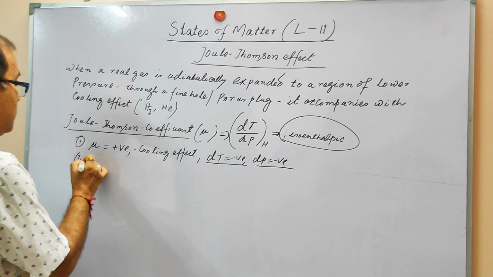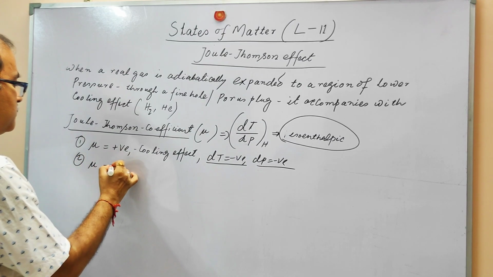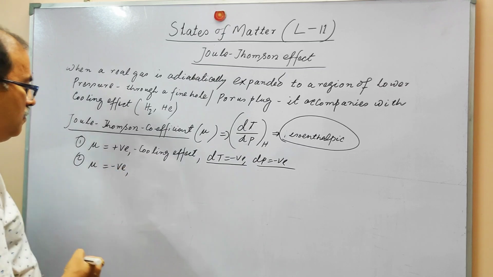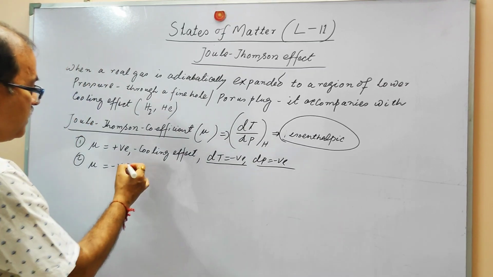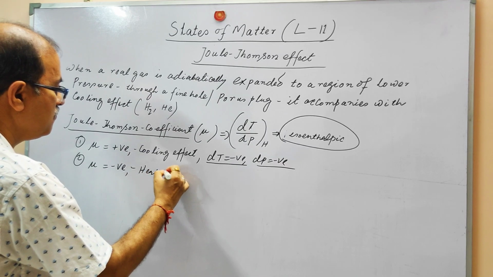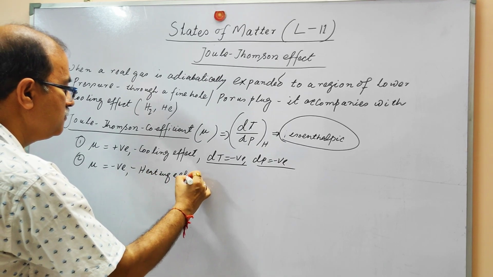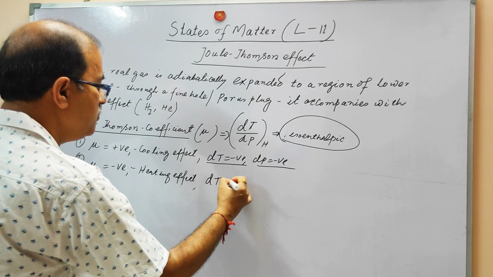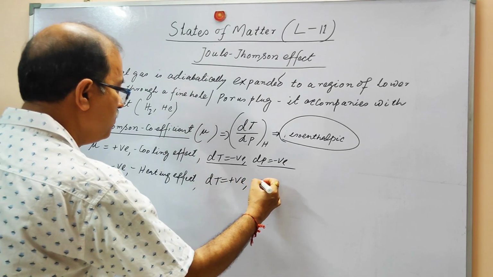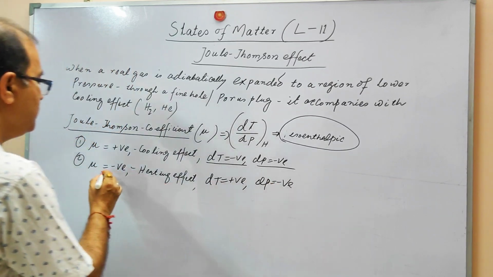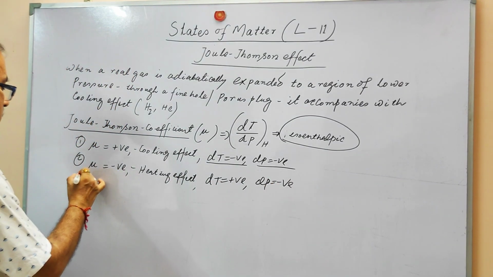But when mu is negative, at that time you will find the heating effect. So at that time what is going to happen, dT will be positive, but dP will be negative. So ultimately this will have the positive effect.